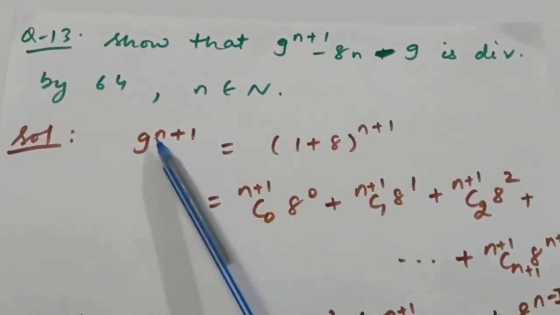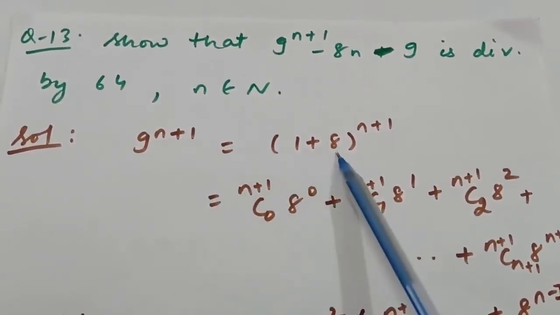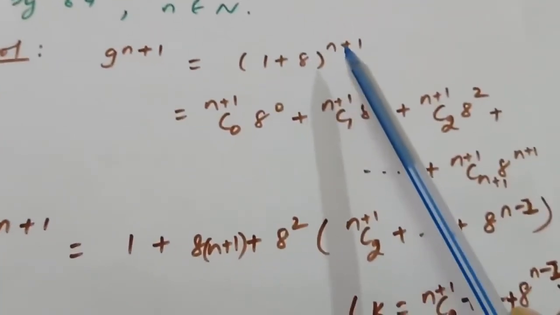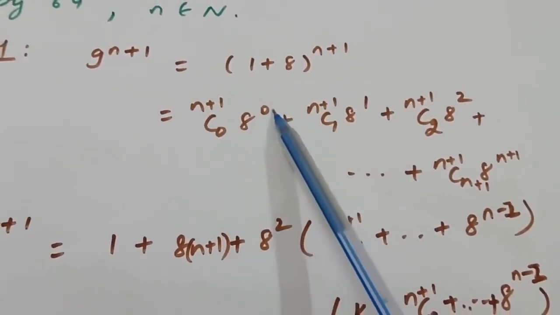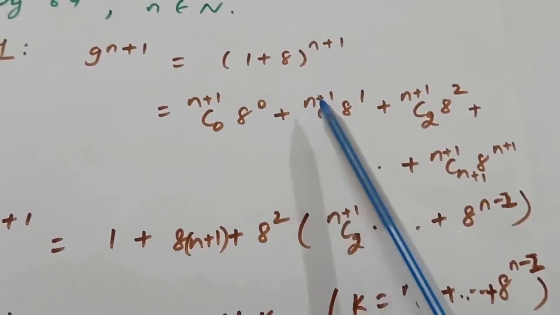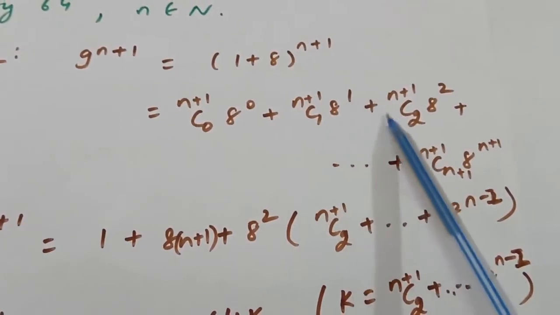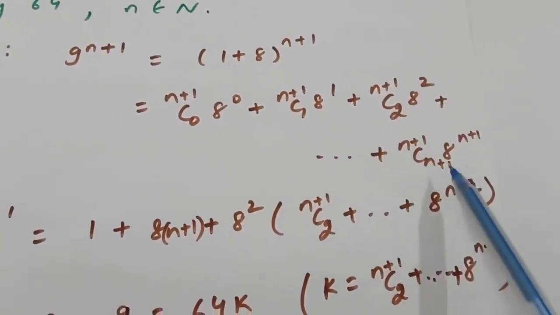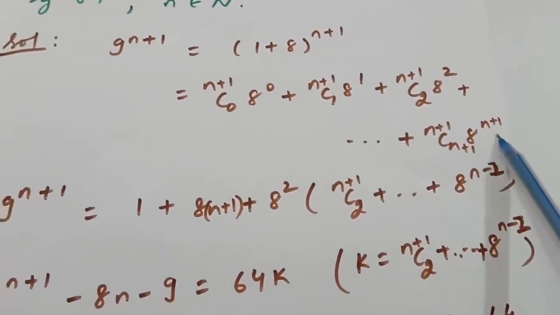So writing this 9 raised to the power n plus 1 as (1 plus 8) whole raised to the power n plus 1. Now expanding this using binomial, it will be n plus 1 C0, 8 raised to the power 0. We are not writing the powers of 1 again and again. Plus n plus 1 C1, 8 raised to the power 1, plus n plus 1 C2, 8 square, and so on up to n plus 1 C n plus 1 into 8 raised to the power n plus 1.